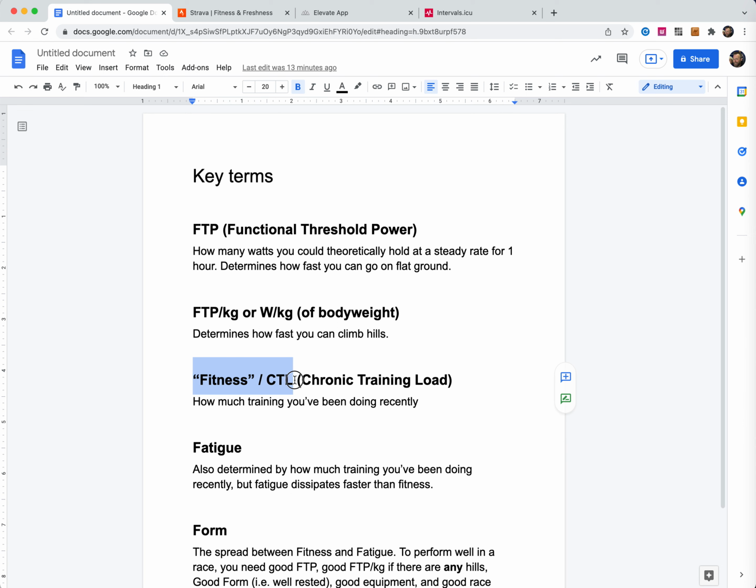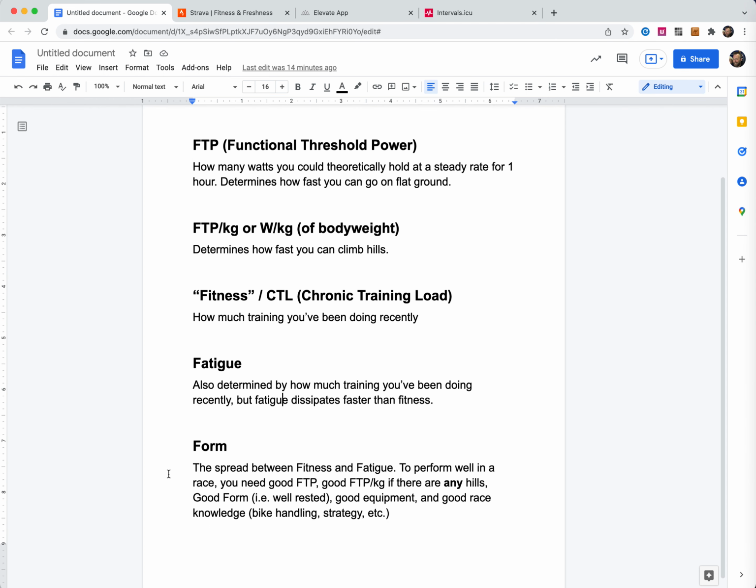Fitness, or chronic training load, is how much training you've been doing recently. It's like an exponentially weighted 42-day average of the work that you've been putting in training on the bike. Fatigue is also determined by how much training you've been doing, but fatigue dissipates faster than fitness, and I'll get into that later. And form is like the spread between fitness and fatigue.